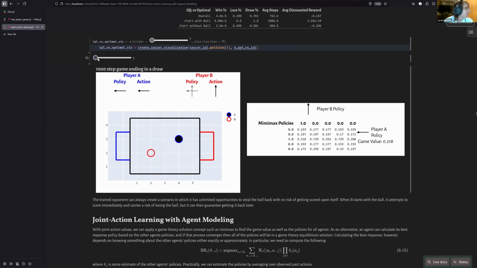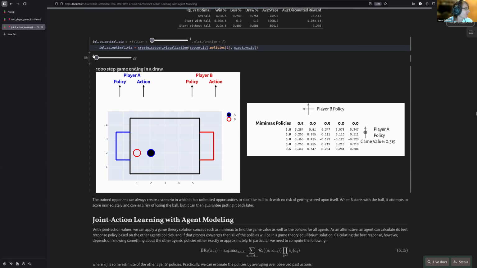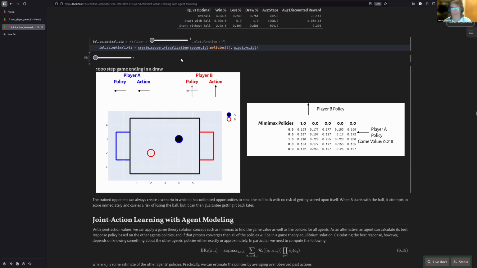And in this game, there are cases like here, sorry, this is a very long episode, where the minimax policy is deterministic, right? The minimax policy is actually a single action.